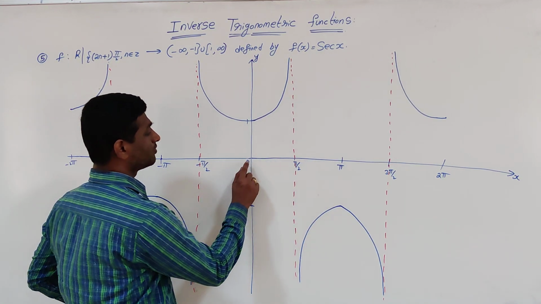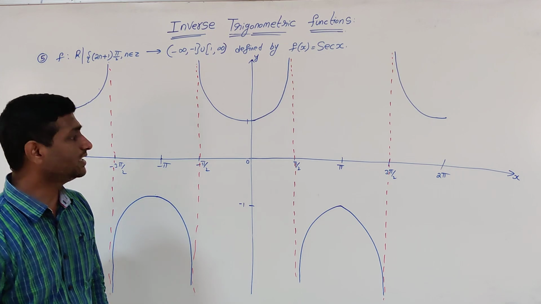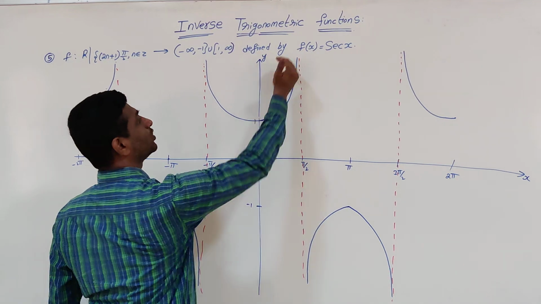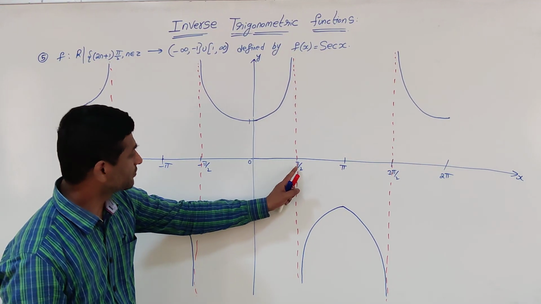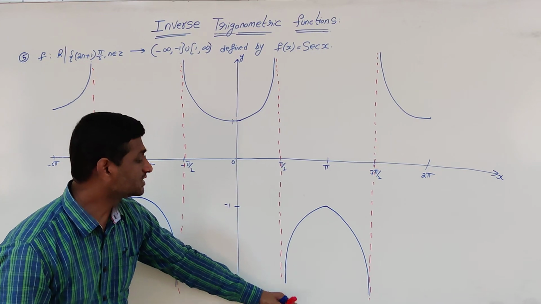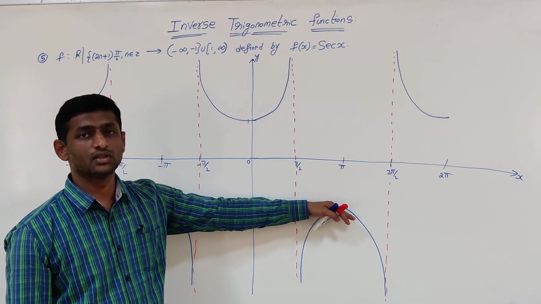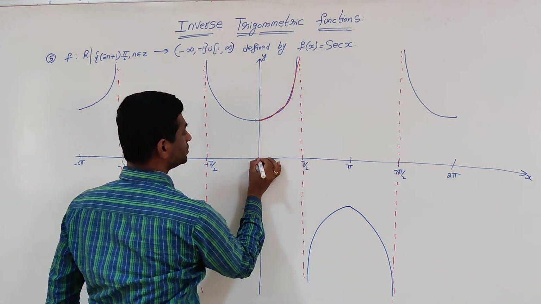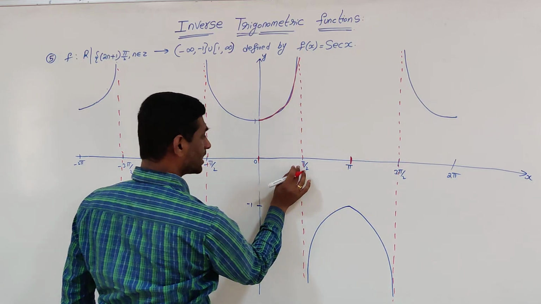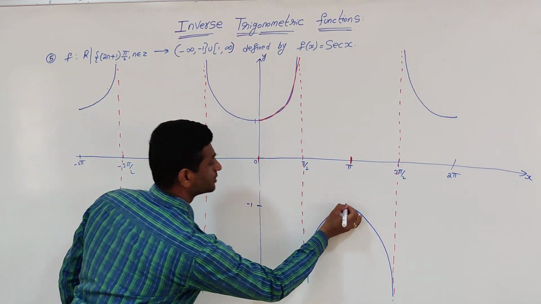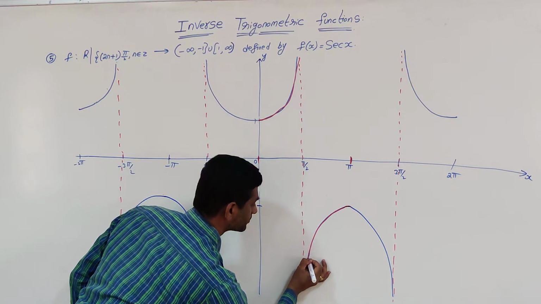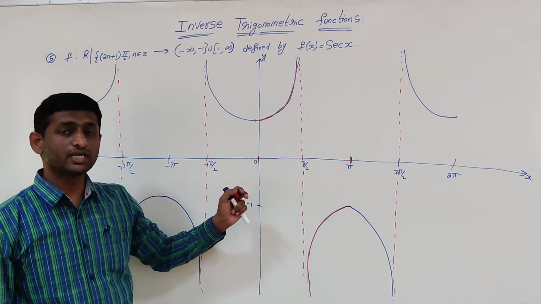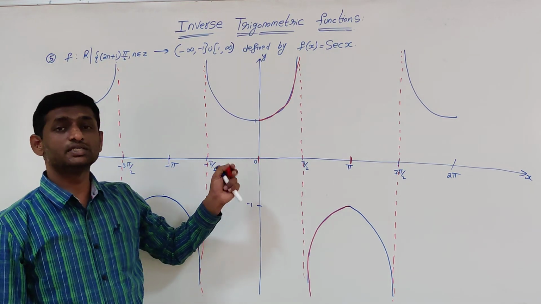So we restrict the domain from 0 to pi except pi by 2. From 0 to pi by 2 we can have positive values from 1 to infinity, and from pi by 2 to pi we can have values from minus infinity to minus 1. So this is our restricted domain. If we restrict our domain from 0 to pi except pi by 2, we find that secant x is a bijective function.